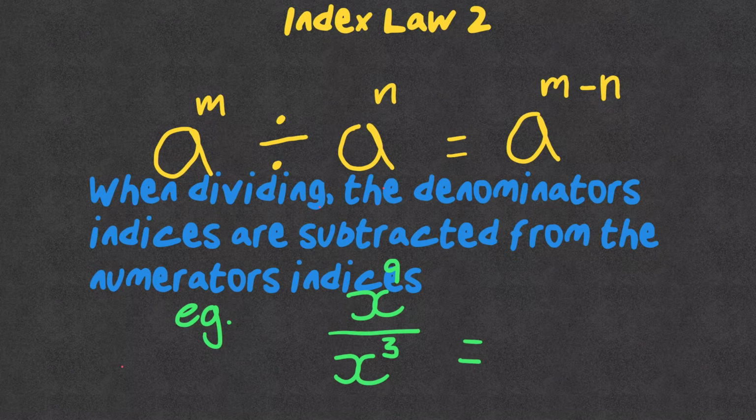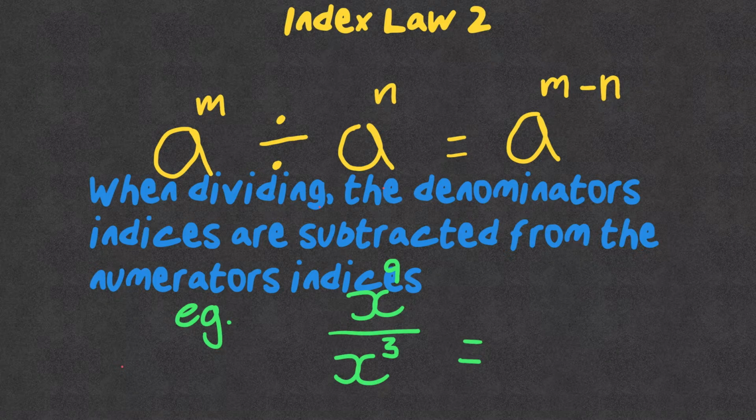Again, if you were in my class last term, we've kind of done this before. We just haven't put it against this index law. And that states a to the power of m divided by a to the power of n is equal to a to the power of m minus n, and you take the second power away from the first power. So when dividing, the denominator's indices are subtracted from the numerator's indices.